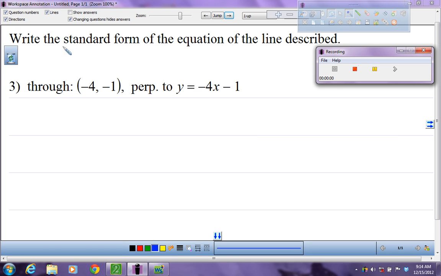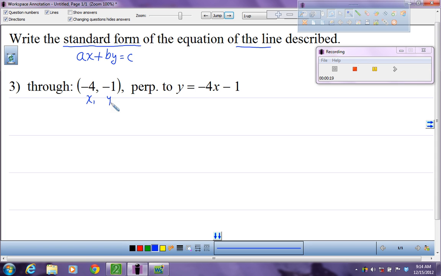Okay, on this one they want you to still find the standard form. Remember, it is ax plus by equals c, the standard form of a line, right? And in this case, again, you're given a point, x1, y1. You're given perpendicular to y.